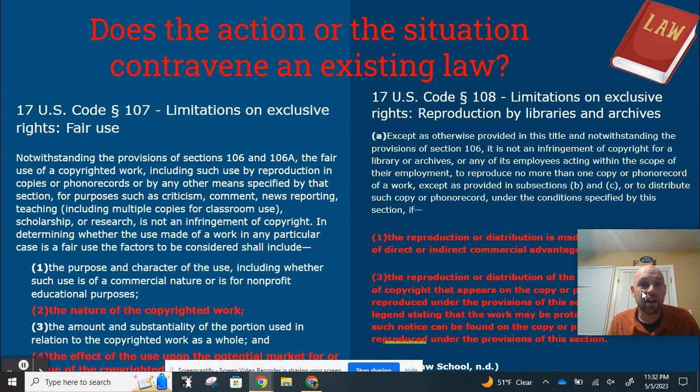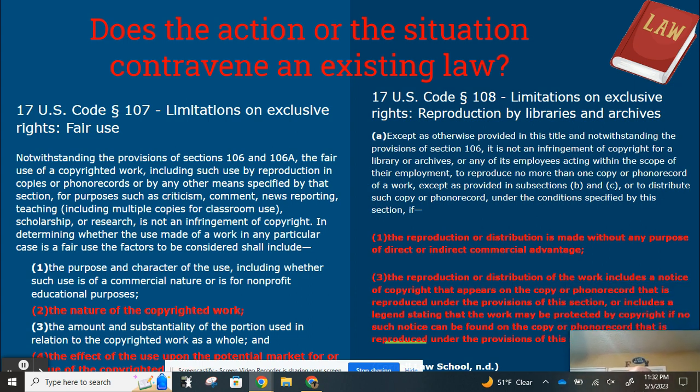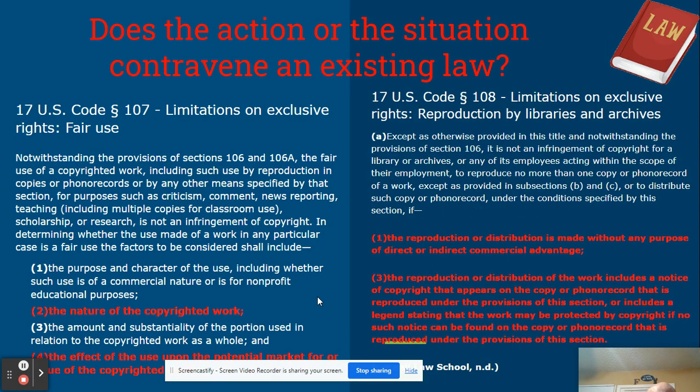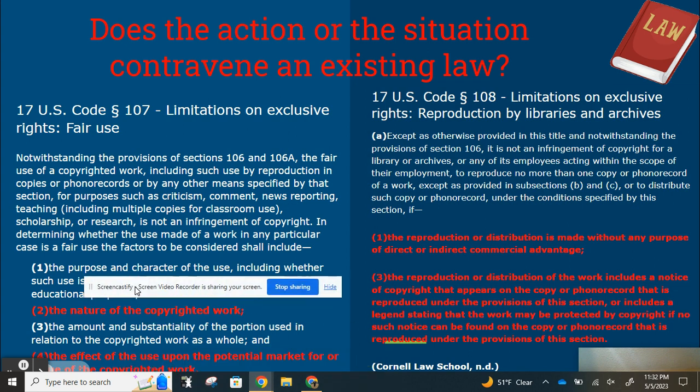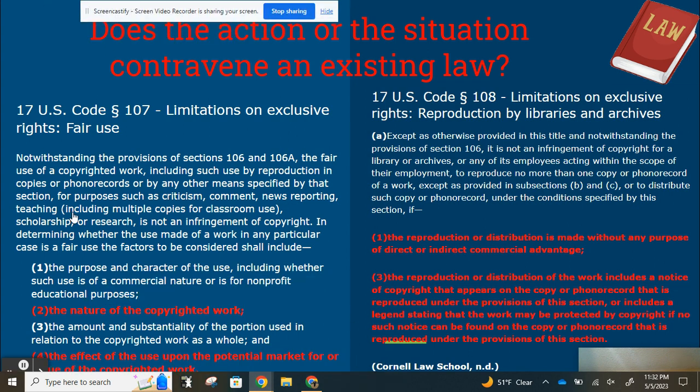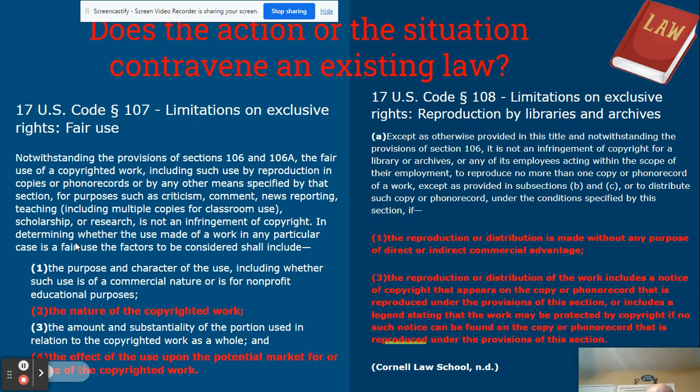Does the action or the situation contravene existing law? I found two in here. This comes from U.S. Code 107, from the Cornell Law School. Notwithstanding the provisions of section 106, the fair use of a copyrighted work, including such use by reproduction in copies or phonorecords, or by any other means specified by that section, for purposes such as criticism, comment, news reporting, teaching, scholarship, research, is not an infringement of copyright. In determining whether the use made of a work in any particular case is a fair use, the factors to be considered shall include: first, the nature of the copyrighted work.